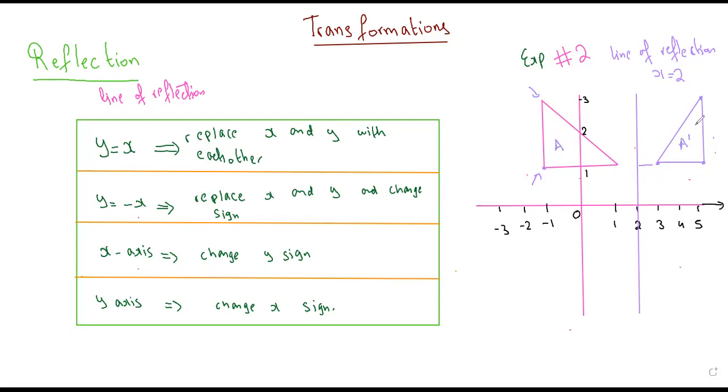Now for this one, I did not use any formula or strategy or tip. The only thing that I use is the fact that if the line of reflection is x equals 2, the image and the original object, that is the triangle, would be equidistant from the line. This point is 1 unit away, so this would also be 1 unit away. This point is 3 units away, so this would be 3 units away. And for this one, we follow the same concept, right?